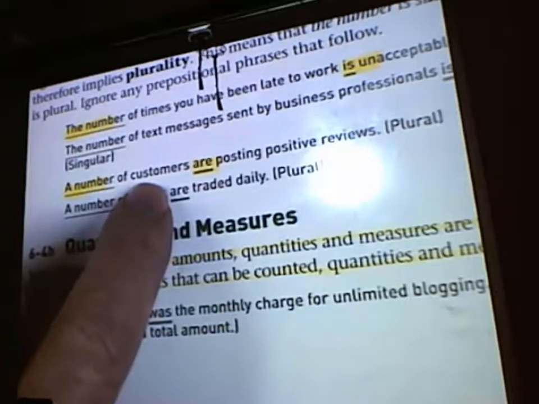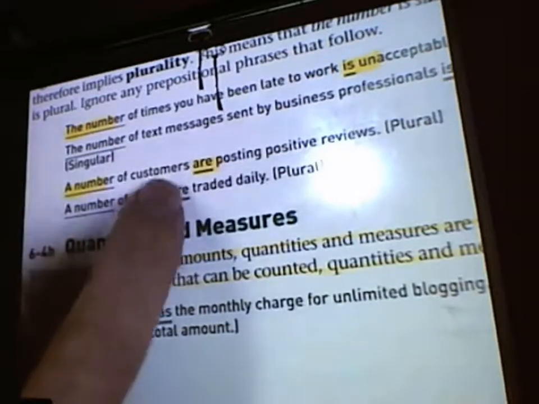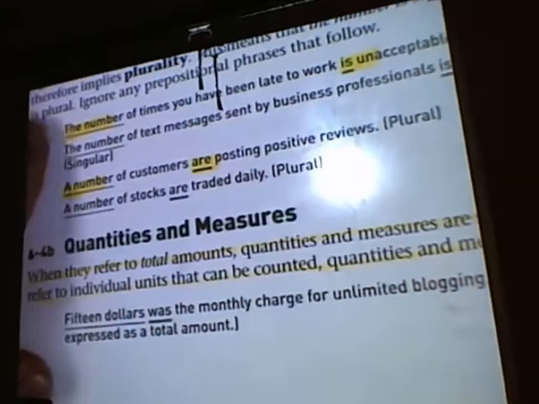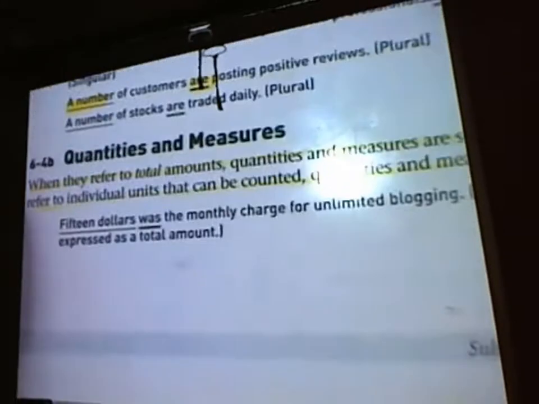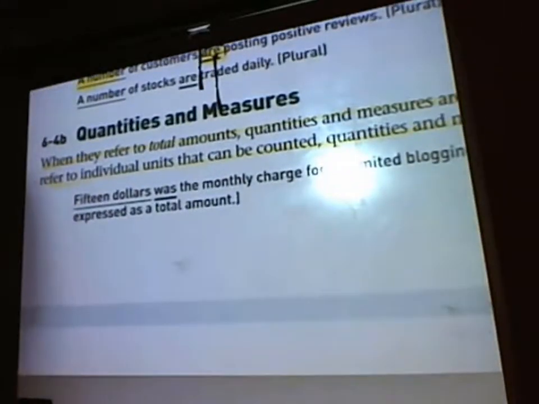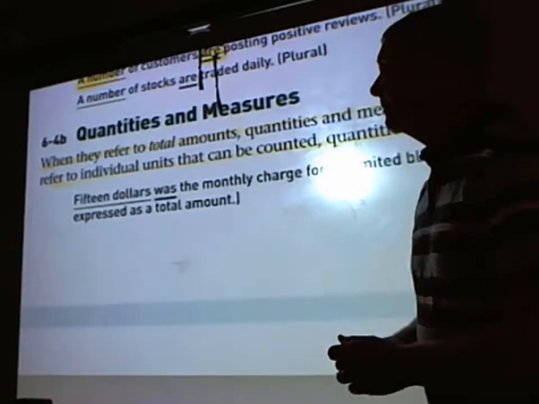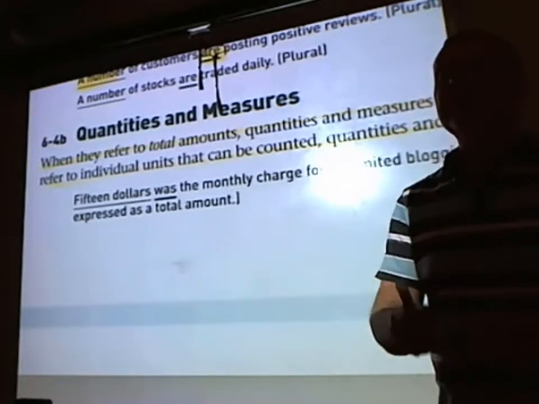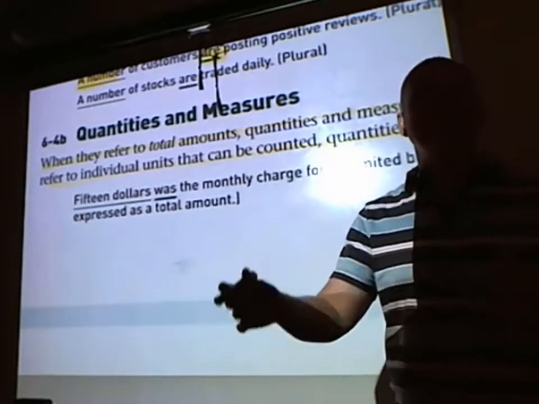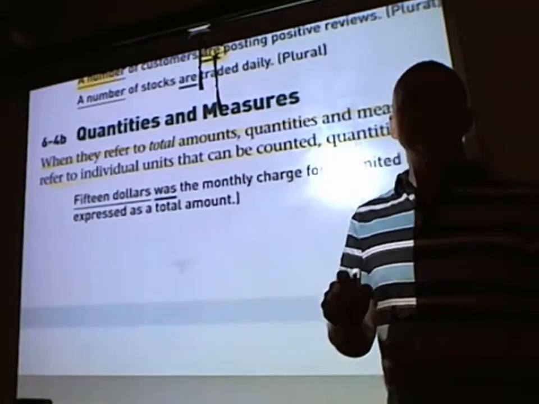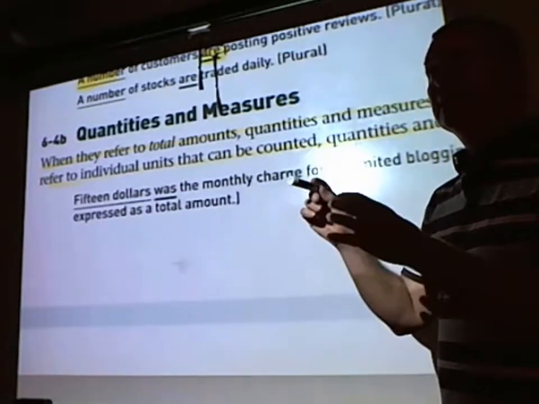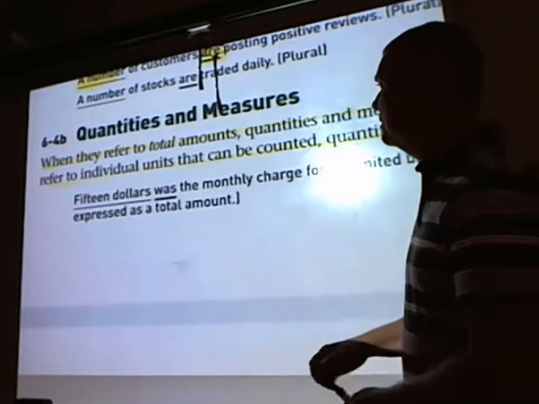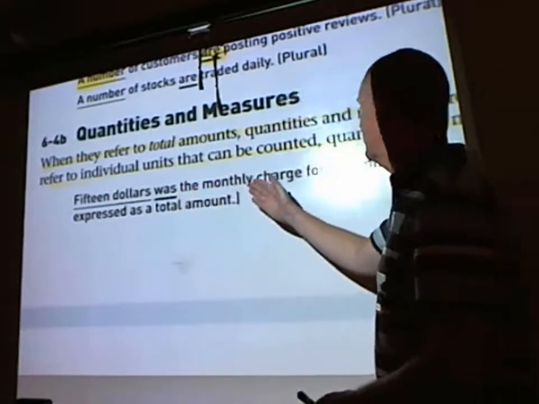Quantities and measures. For example, $15. Is it talking about 15 individual dollars or $15 as one unit? If it's considered to be one unit, then make it singular and then use a singular verb. So $15 was the monthly charge, which is the amount, which makes $15 singular, and so we need a singular verb.